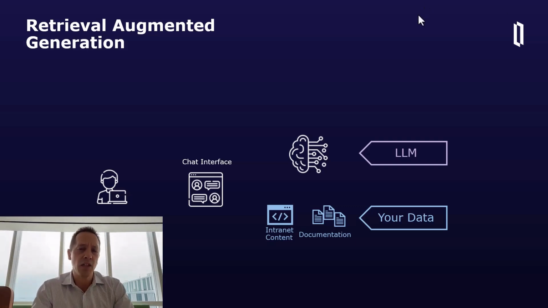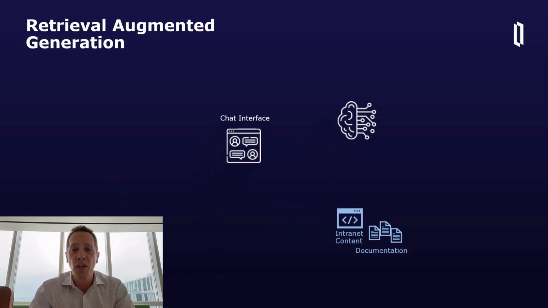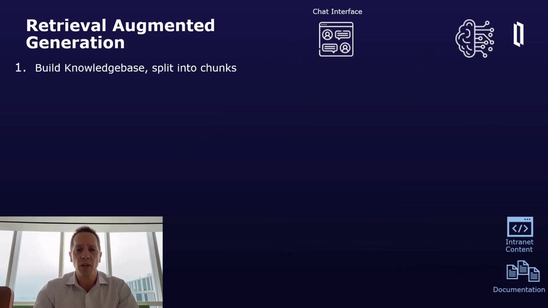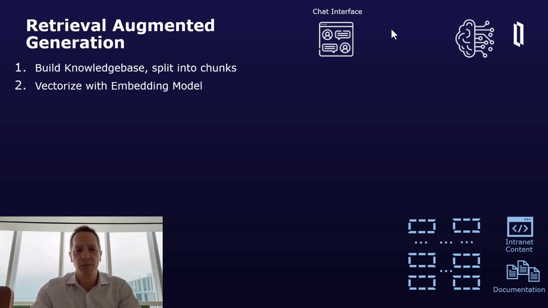So the first thing that you do with all of that information, that intranet content and those documents, is you build a knowledge base and you split it up into little chunks. These are bite-sized pieces of information that represent maybe a single concept or a single part of your information. And that's a really easy bit of information for a large language model or for an embedding model that we're going to talk about to understand and provide a short summary, essentially, of that information.